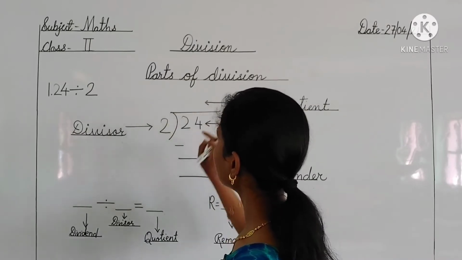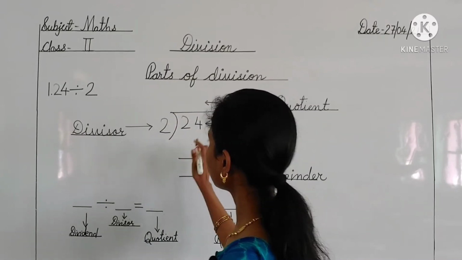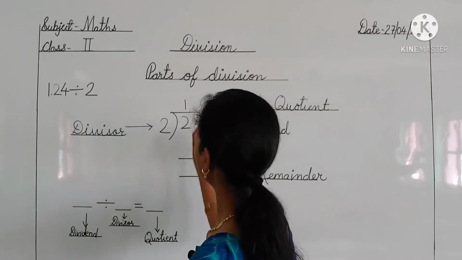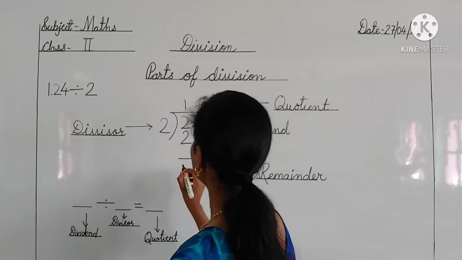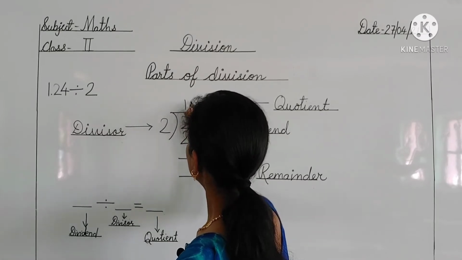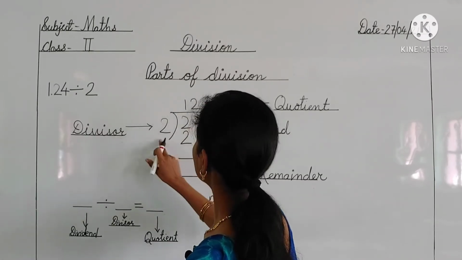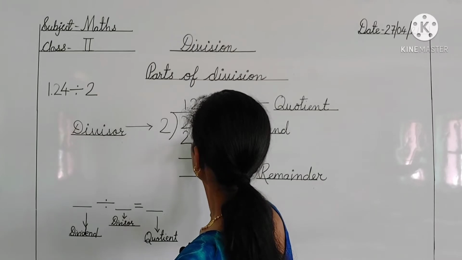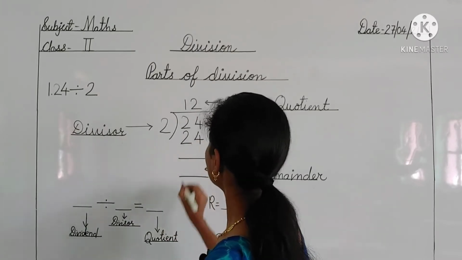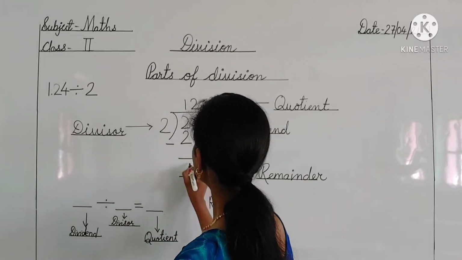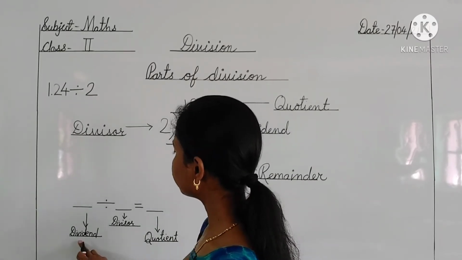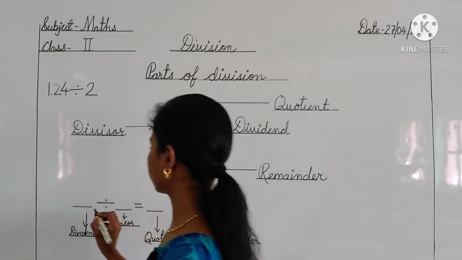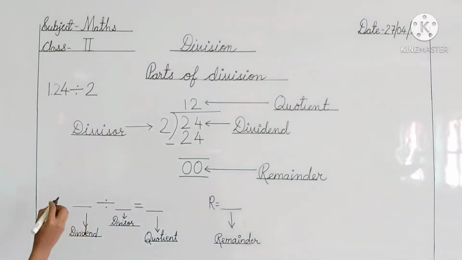2 ones are 2. Okay. So we will write 2 ones are 2. And then 2 twelves are 24. So what is the answer? 0. Okay. Now what is the dividend here? 24. So we will write 24 in the place of dividend.